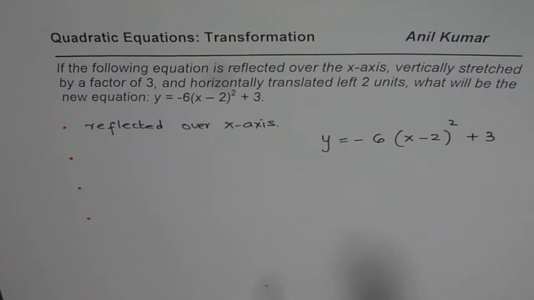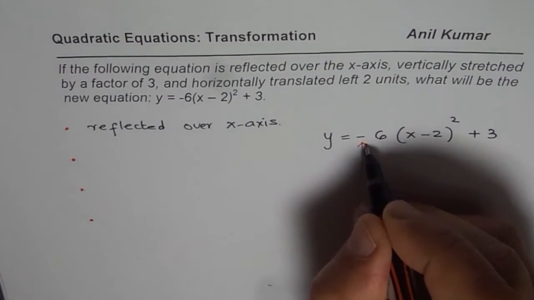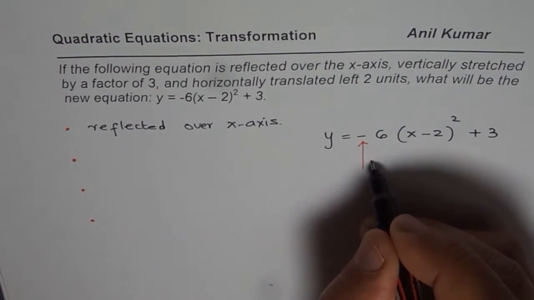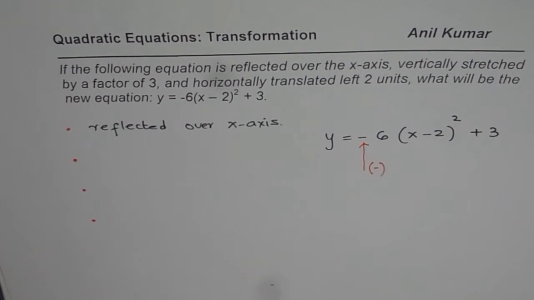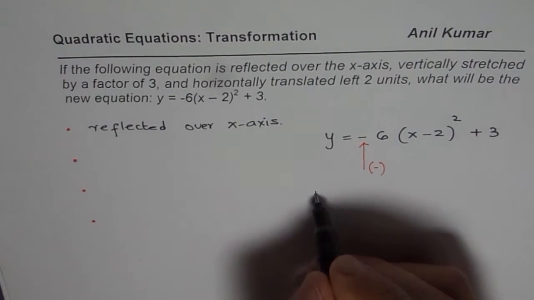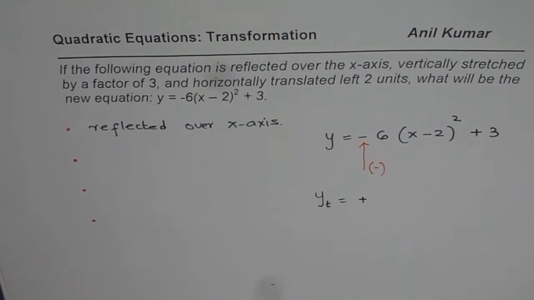So when we reflect it over the x-axis, then this sign changes, right? So this sign changes, it gets multiplied by minus, so it will become positive, right? So we can write the transformed equation, let's say yt. So that becomes positive. Okay.